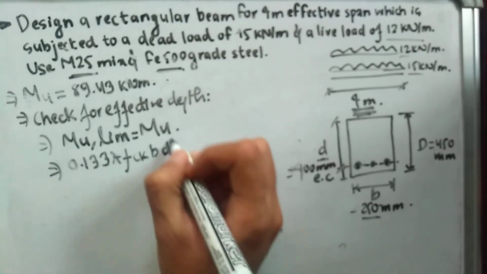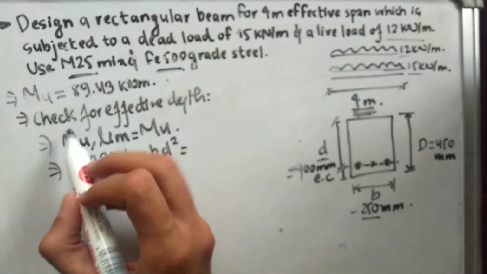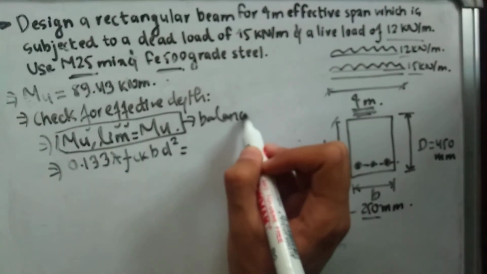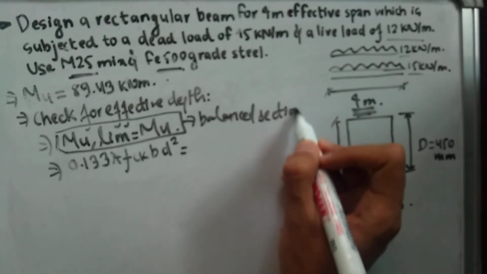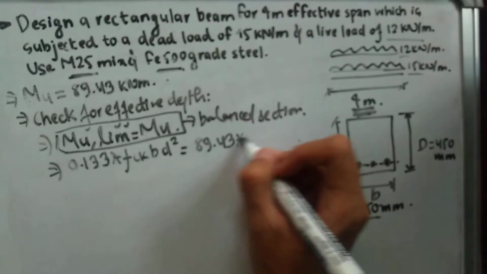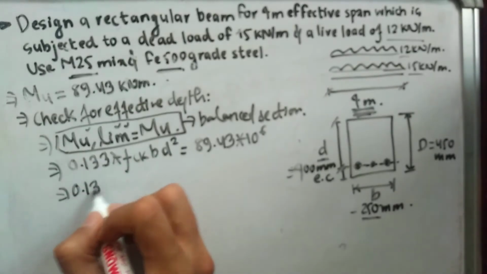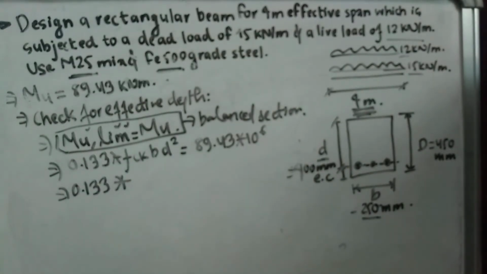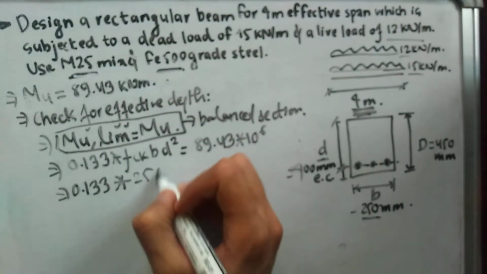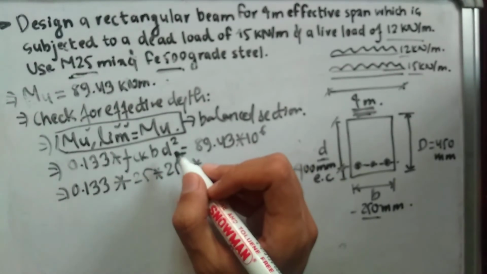FCK BD square. Right now we are designing our beam for a balanced section. This means Mu limiting equals to Mu means balanced section. We have Mu as 89.43 kilonewton meter. If I multiply it by 10 to the power 6, it goes into Newton millimeter. So we have 0.133. FCK is the characteristic compressive strength, which is 25 Newton per mm square, so I'm going to place 25. I calculated my B as 250 mm, into D. This D is actually my D limiting.